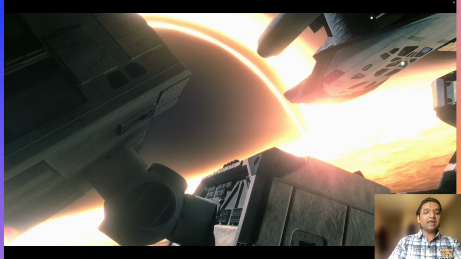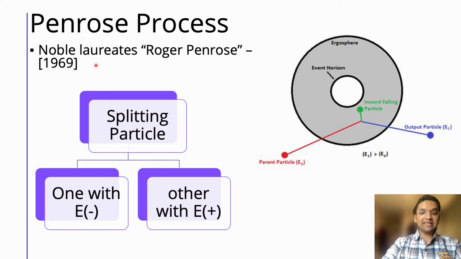A key role in the process is played by the algorithm. With an explicit demonstration, a brilliant physicist named Roger Penrose demonstrated energy extraction from a black hole in 1969. When we send a particle into the ergosphere of a spinning black hole, it splits into two fragments. One may have negative energy, while the other has more energy than the parent particle. This method of energy extraction is known as the Penrose process.